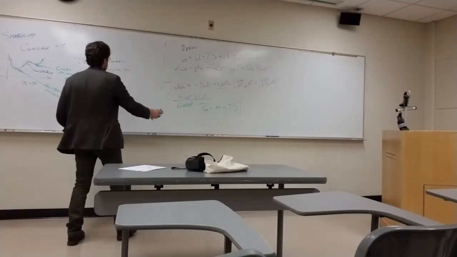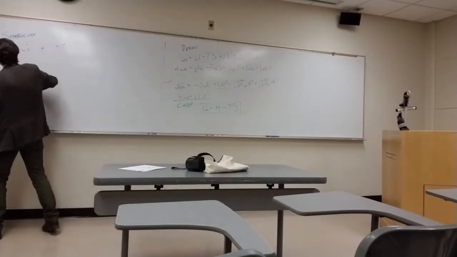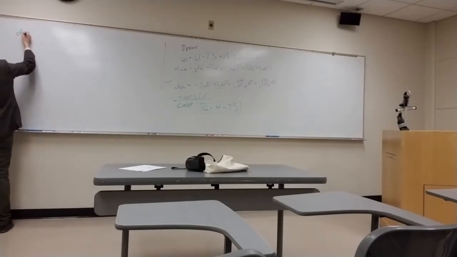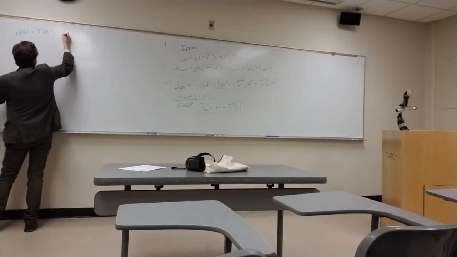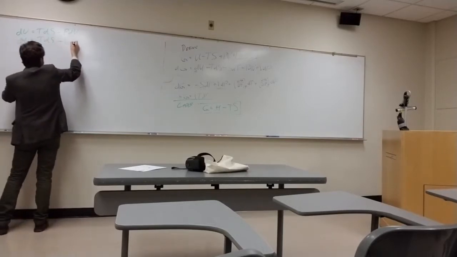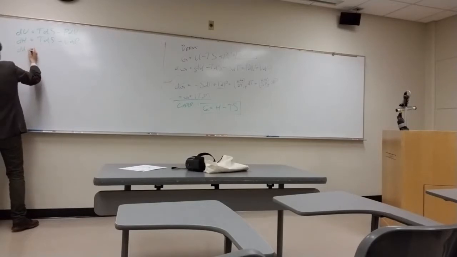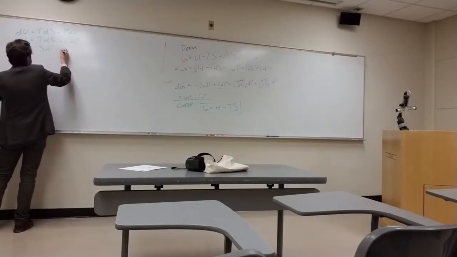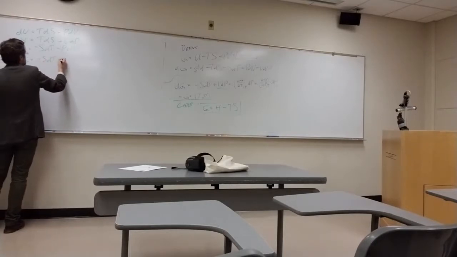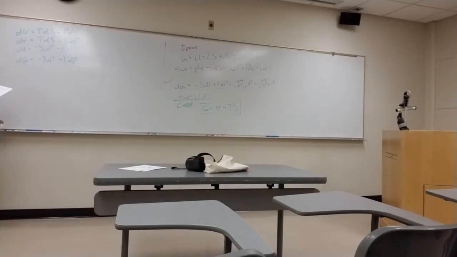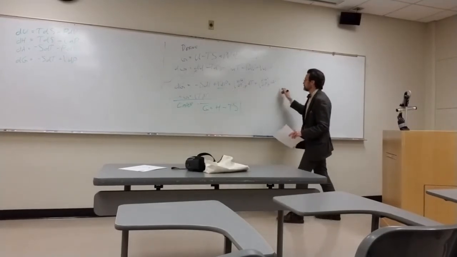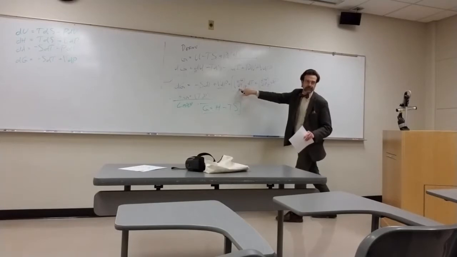So we've got all of these expressions now, and I'll write them out. dU is equal to T dS minus P dV, dH is equal to T dS plus V dP, dA is equal to negative S dT minus P dV, and dG is equal to minus S dT plus V dP. Okay. So we can take these, and we can take our expressions for these using our partial derivatives.